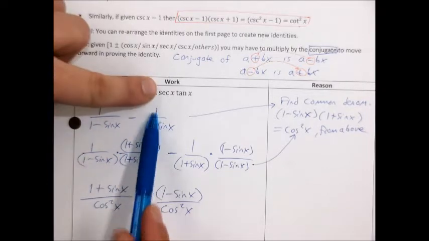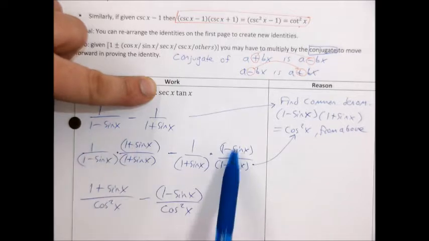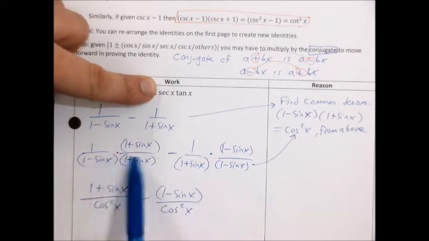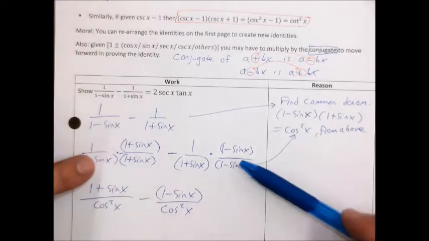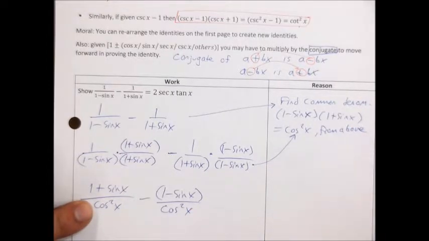And then I took this term, which is right here, and multiplied it by this denominator, right here. Again, this equals 1, so it doesn't change anything, but we end up with the same denominator when we do that. And then I just simplified those denominators into cosine squared because I just know from above that they're going to end up equaling that. What else?